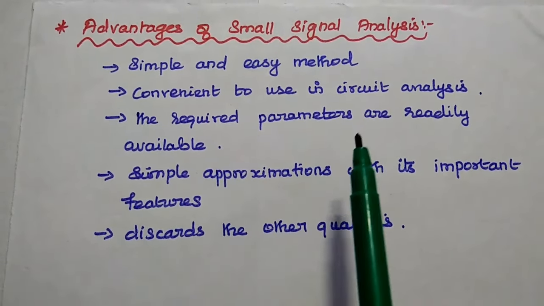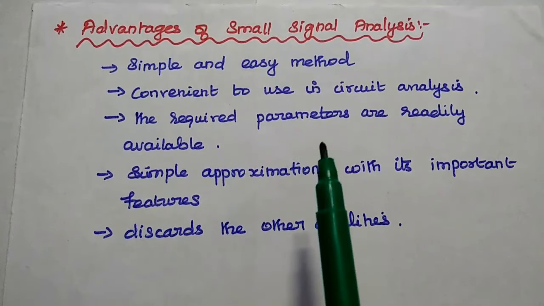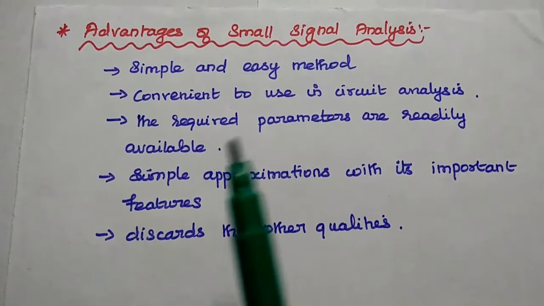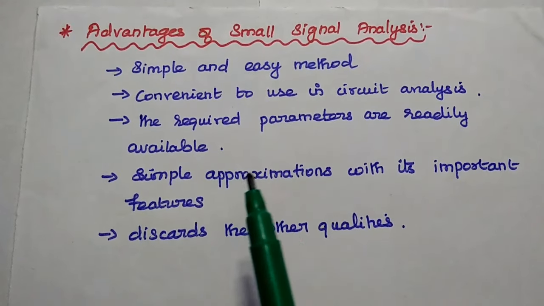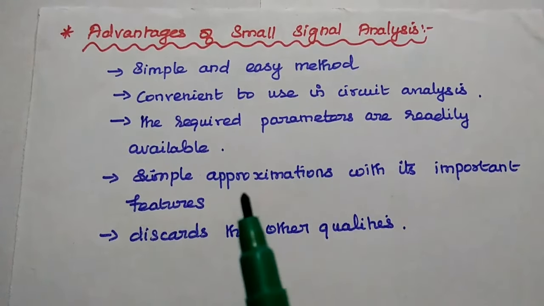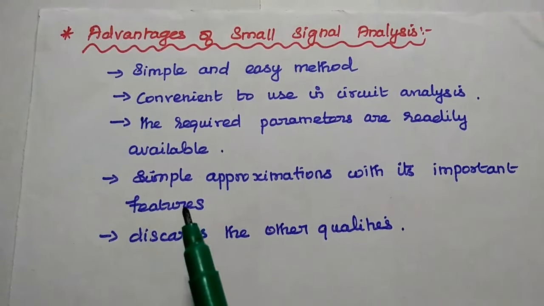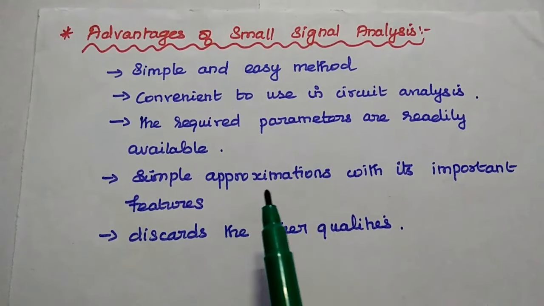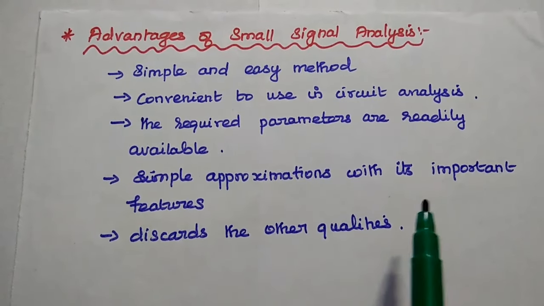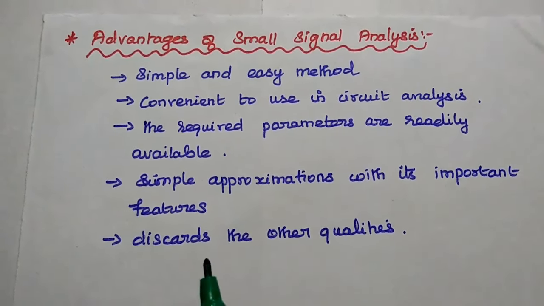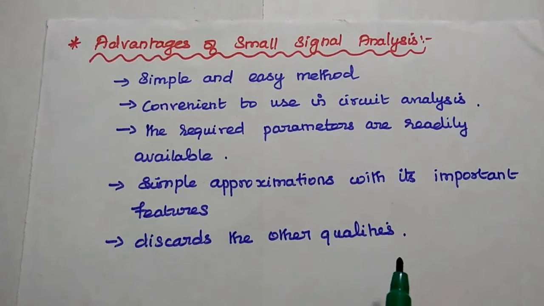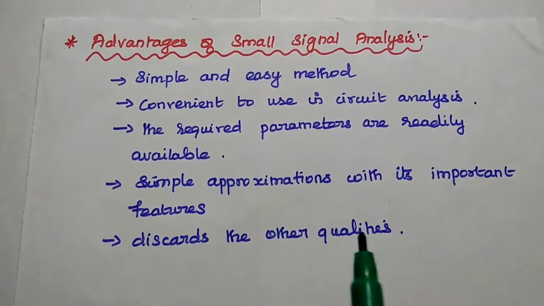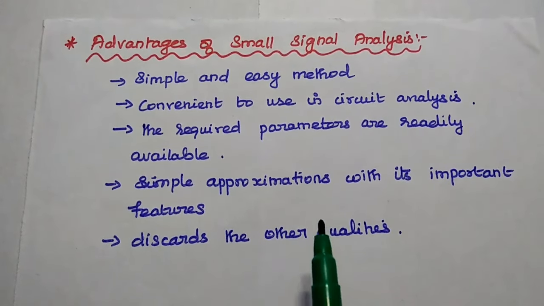Advantages of small signal analysis. It is a simple and easy method. It is convenient to use in circuit analysis. The required parameters like R pi, Gm are readily available with the circuit. Okay. So in this method, the equivalent circuit consists of simple approximation with its important features. Here we can simply ignore the other less important qualities. Okay, so we have to consider only the important features for our analysis.